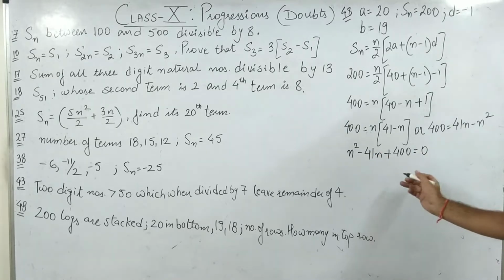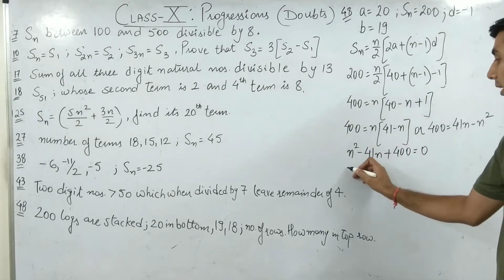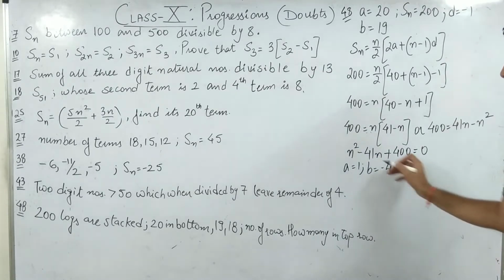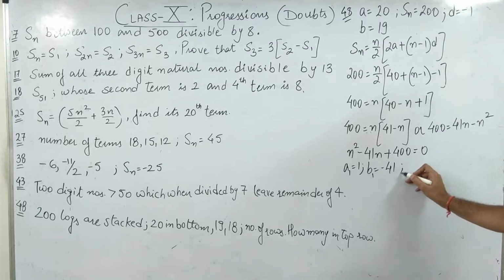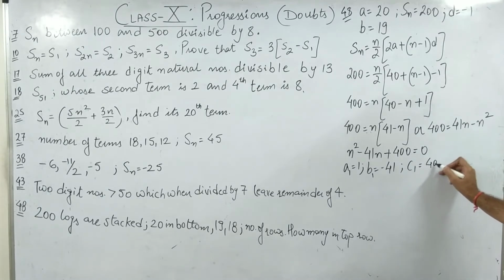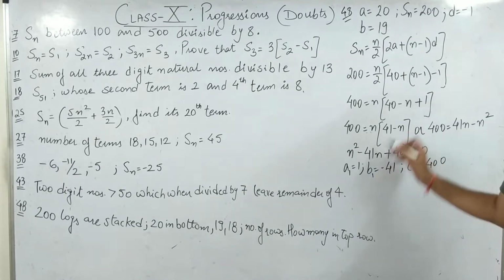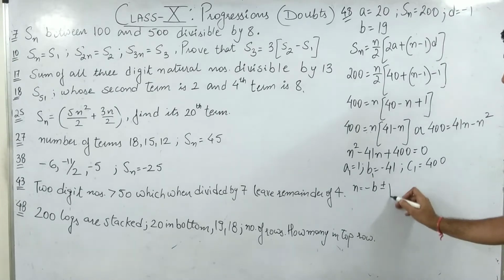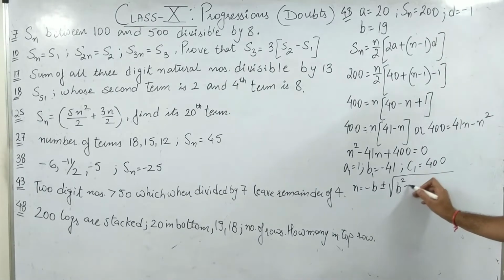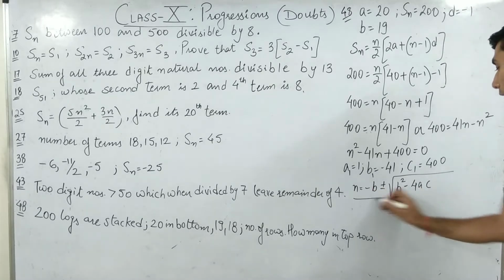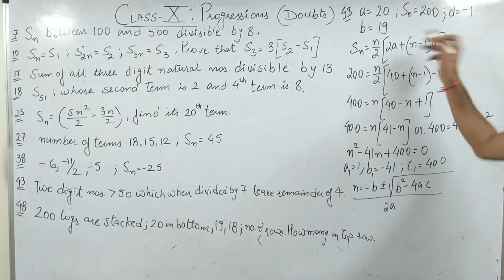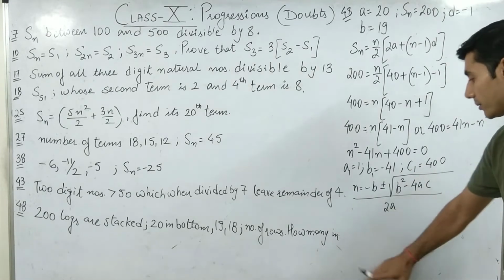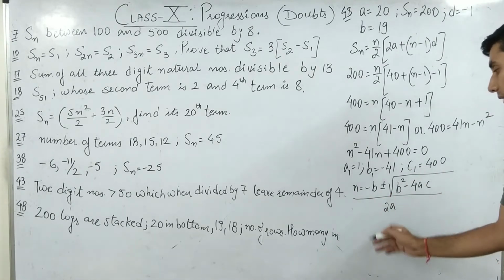So guys, I'm going to do it by the quadratic formula. So a should be equal to 1, b should be equal to minus 41, and c should be equal to 400. The formula is n equals minus b plus minus square root of b square minus 4ac upon 2a. Guys, I would again require the space, so I'm going to rub off the top row. Okay, that was the question anyway.